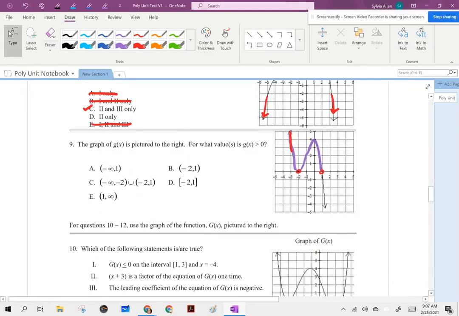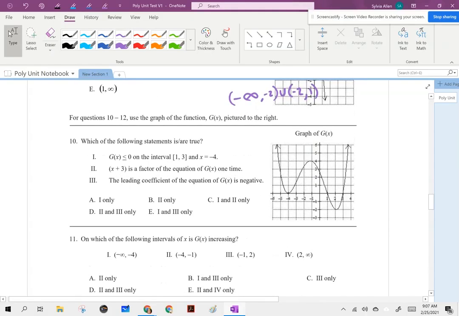So I'm going to go from negative infinity all the way to -2, but not include -2, pick back up on the other side of -2 and go to 1. And so that means I'm looking at answer choice C.